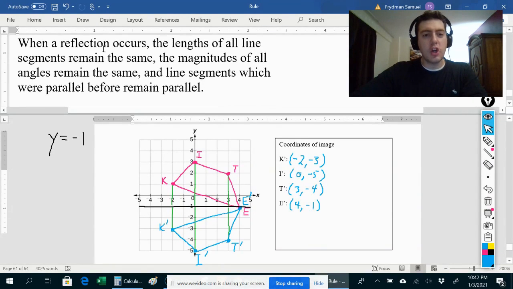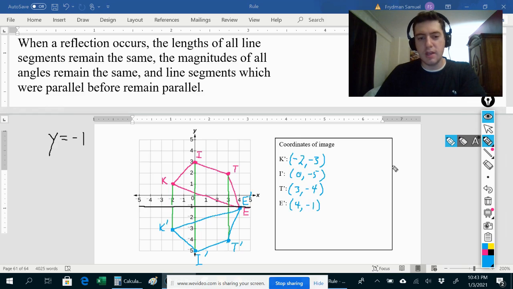Now let's continue reading over here. When a reflection occurs, the lengths of all line segments remain the same, the magnitudes of all angles remain the same, and the line segments which were parallel before remain parallel. So let's take this one step at a time. The lengths of all line segments remain the same.